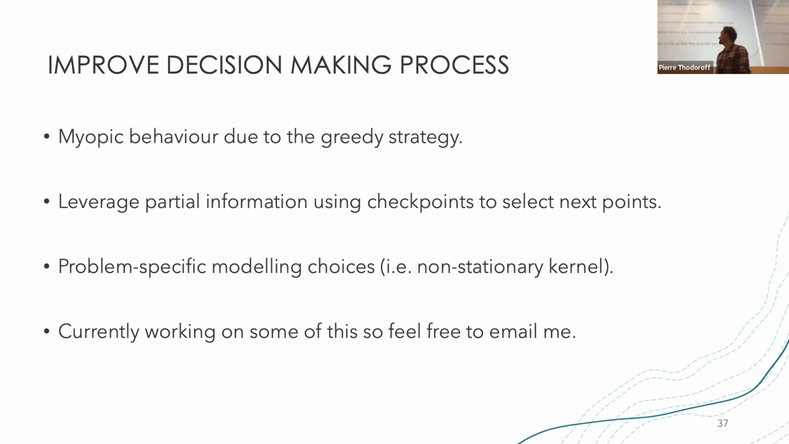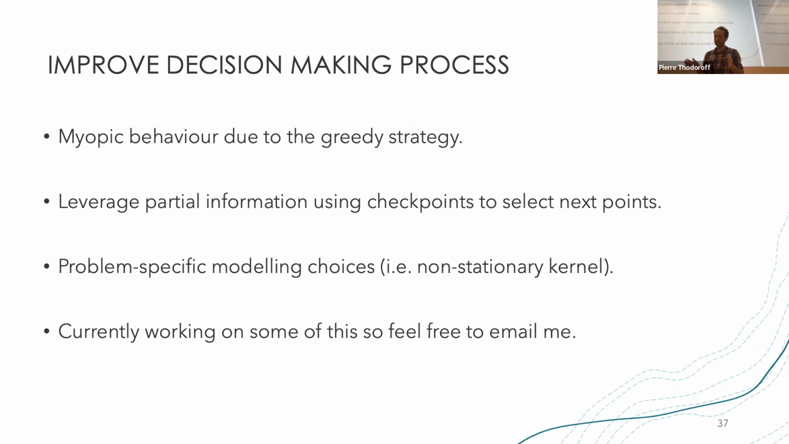Then on the decision making process, you can also do a bunch of things. This myopic behavior that we saw with the greedy strategy is quite bad. The other thing that we're interested in doing, which relates to where we talked about picking 20 weeks for the simulator, is what I call leveraging partial information. So I start a point, I know it's going to take 2 weeks, and I don't really want to wait 2 weeks to run my next point. So how can I use the information that is produced during those runs to better inform which points I should be selecting next?